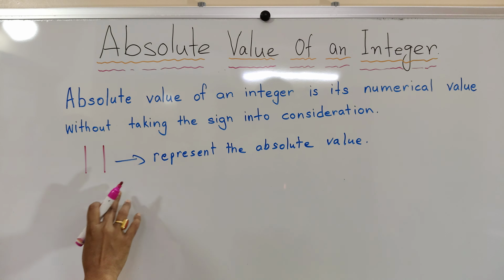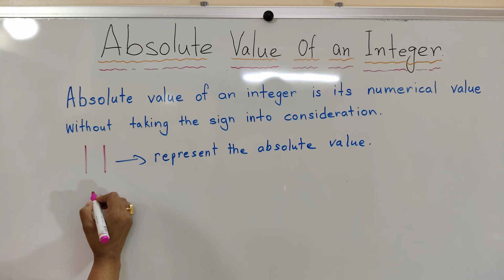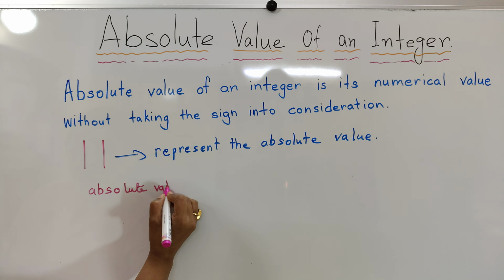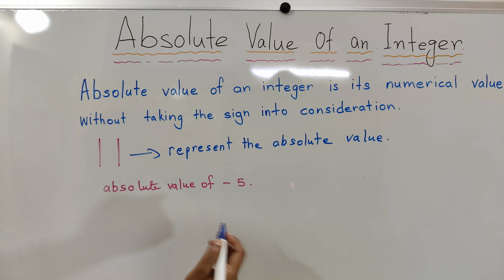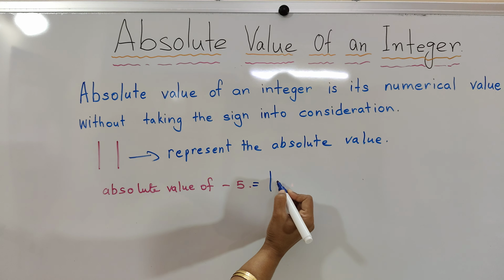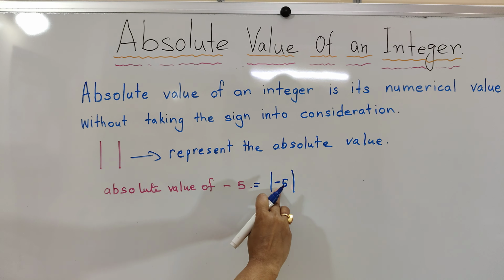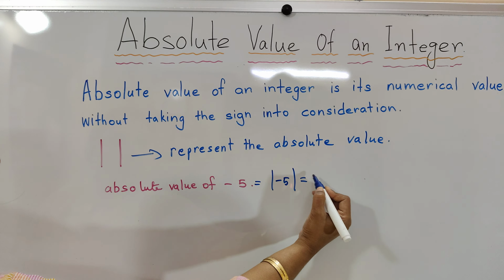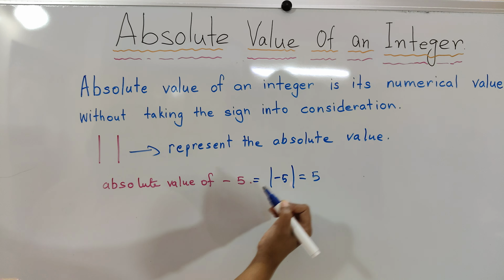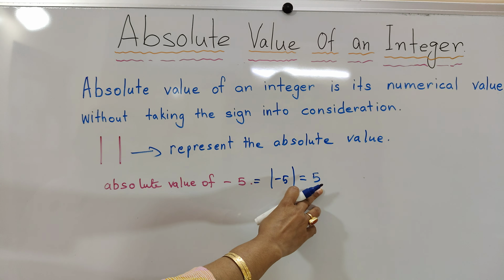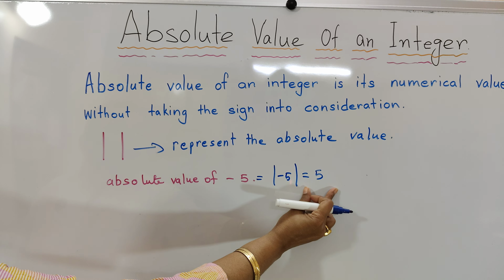So to write the absolute value of an integer, we omit its sign. For example, the absolute value of -5. How will we write it? We write -5 inside the bars. Whatever the sign inside, we just omit its sign, so we write only 5. So the answer is 5. The absolute value of -5, we denote it in this way, and the answer will be only 5.